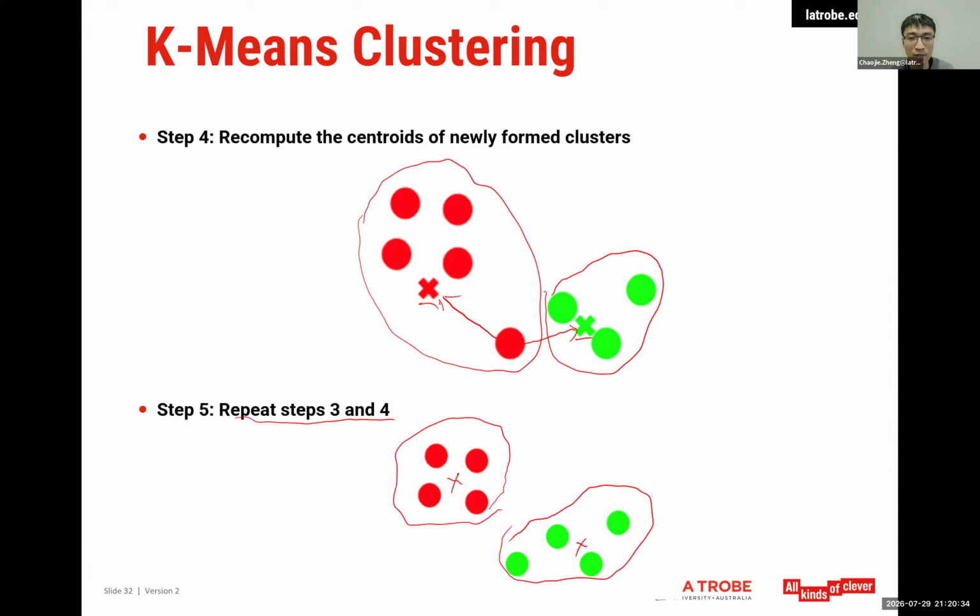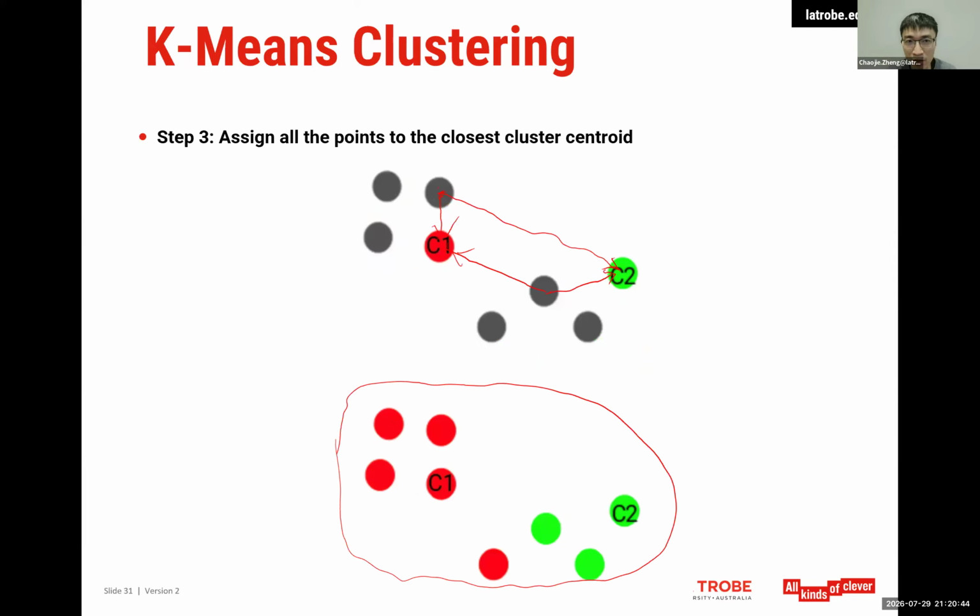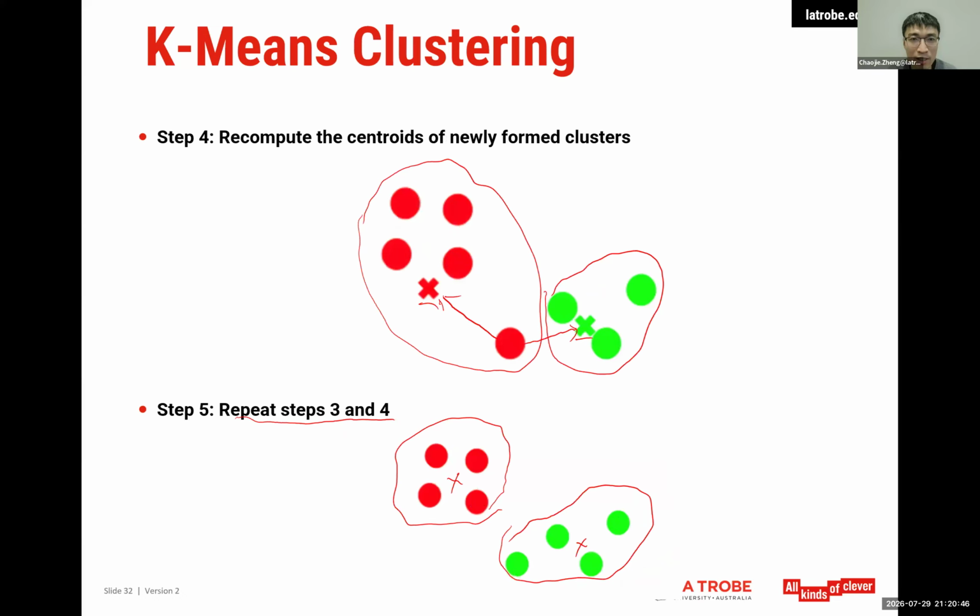It may be here. So we calculate the new centroid and then repeat step 3 and step 4: reassign all the data points to the closest cluster centroid and then recalculate the new centroid location. So we repeat this iteratively. But when will we stop this process?